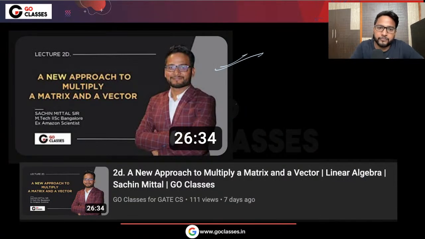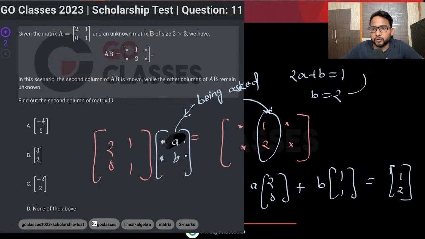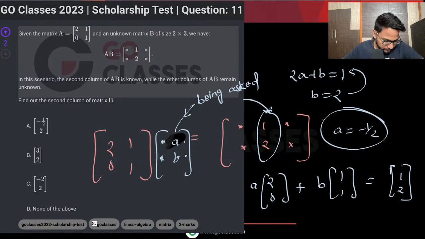Okay. Cool. So that's how you can find out 2A plus B equal to 1 and then B equal to 2. So if B is equal to 2, you will be putting this B here, and then from this you will be finding out that A equal to -1 by 2, right? A is -1 by 2.